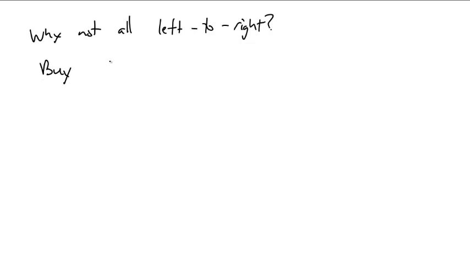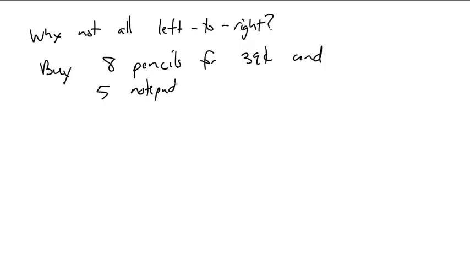Another thing that some people say is, why not do everything left to right? That's a fair question. Why do we have to have this hierarchy of things? Well, let me just say, if you buy 8 pencils for, let's say, 39 cents each, and 5 notepads for, let's say, 99 cents each.